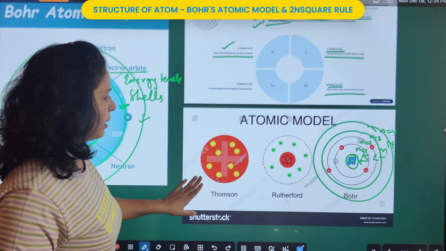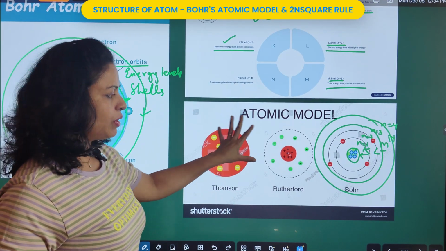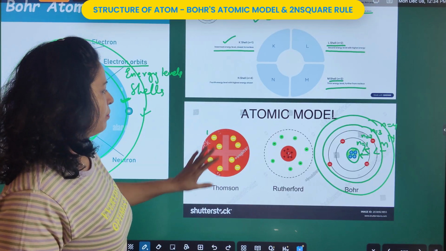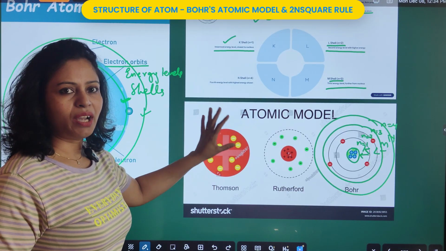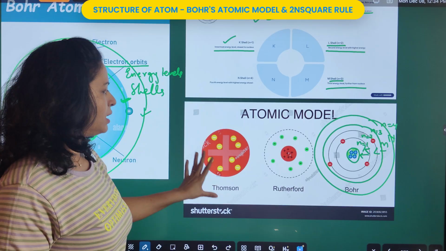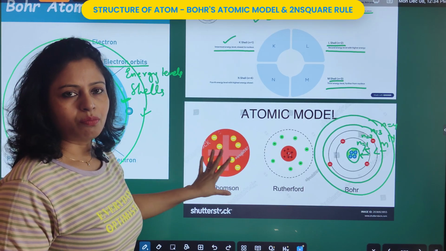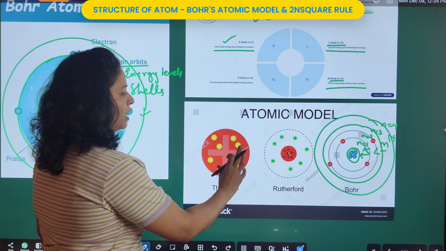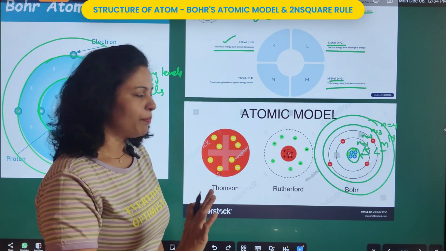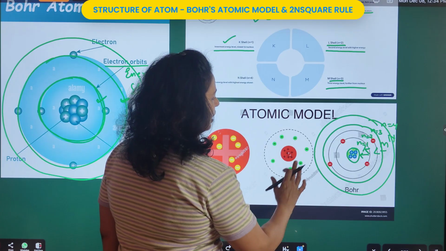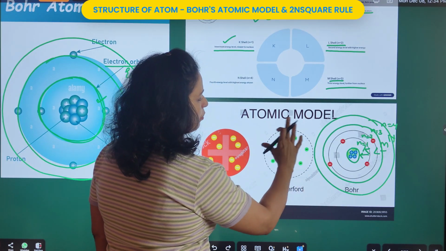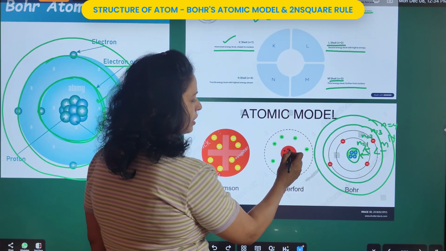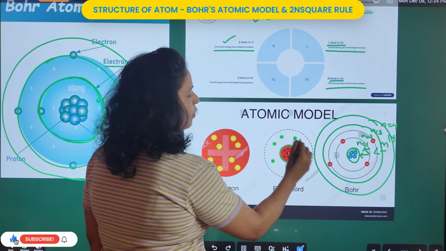So if you compare, this is a very good picture. Thomson said that in an atom you have the positive part, which is like a spread part. Here the positive charge is like the pudding and electrons are embedded in it like plums. And Rutherford said that the positive part of the atom is very, very small, where the whole mass is concentrated, which is the nucleus, and electrons are revolving around it.